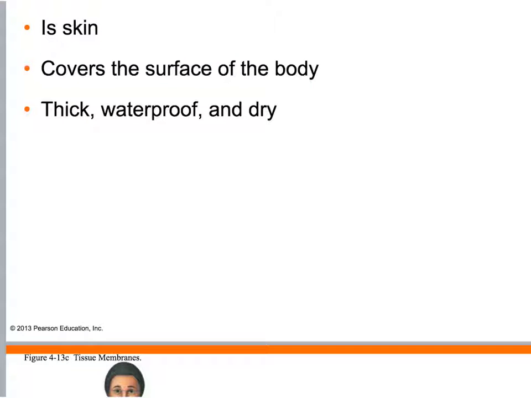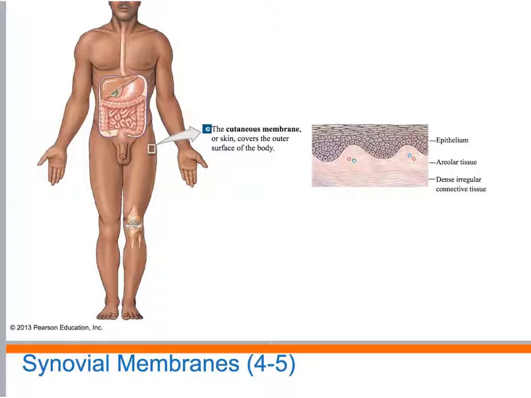Next is the cutaneous membrane, and that is our skin. It covers the surface of the body. It's thick, waterproof, and dry. This image illustrates the cutaneous membrane and the skin that covers the whole human body.